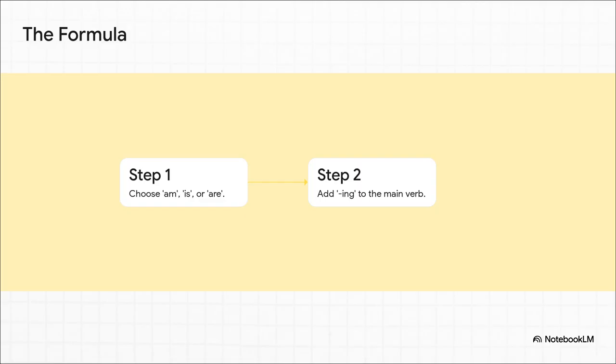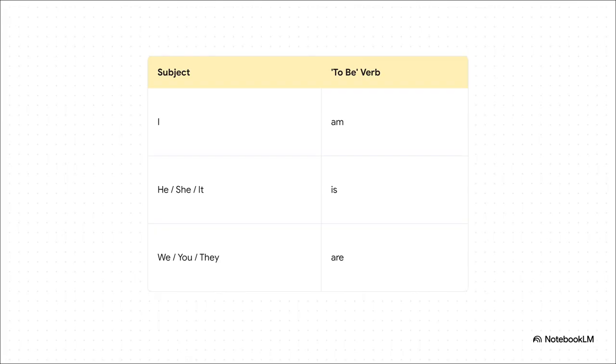Okay, so here's the entire formula. Ready? Step 1. You just need to choose the right form of the verb to be. Am, is, or are. Then, for step 2, you take your main verb, the action word, and tack -ing onto the end. Seriously, that's the whole thing. So, that first step is all about matching the right to be verb with who or what you're talking about. It's a really simple pairing, actually.